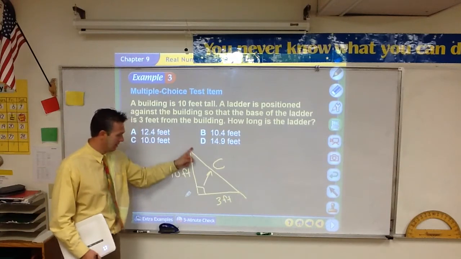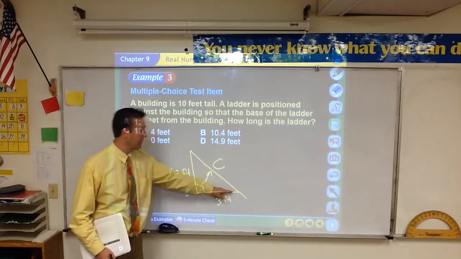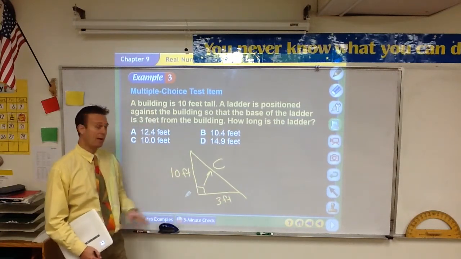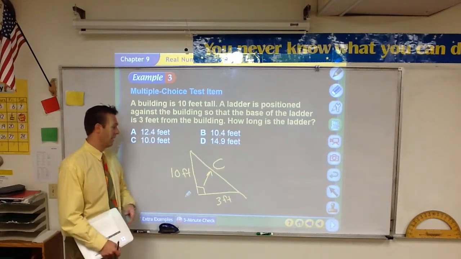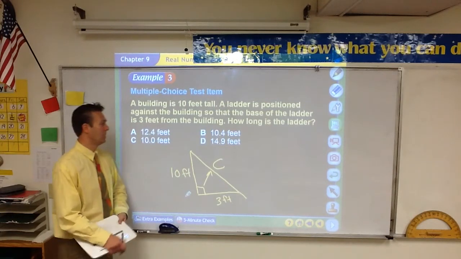This is the ladder, this is the building, this is the ground. The ladder at the bottom, it says, is 3 feet away from the building, and so you know that's how you would set it up. And now you have your numbers. Choose this as A or B, it doesn't matter. This is A or B, it doesn't matter. I usually call this my B because it's on the bottom, and this my A, but that's up to you.